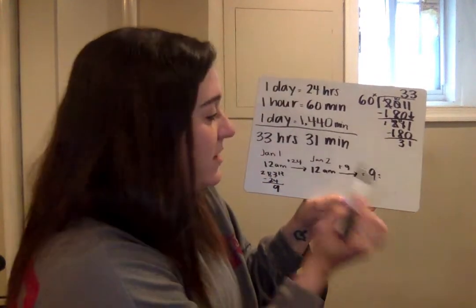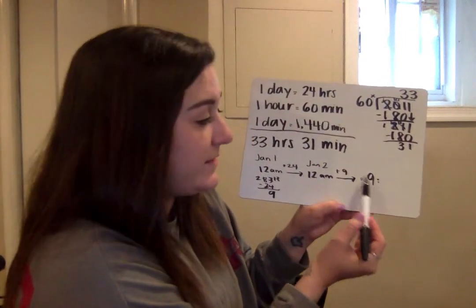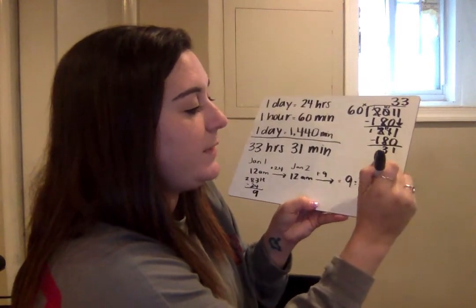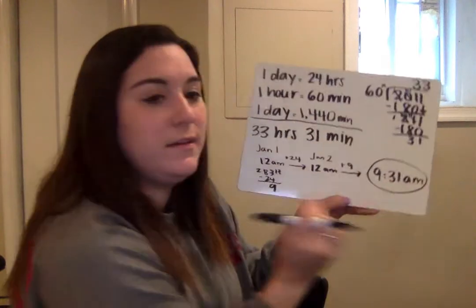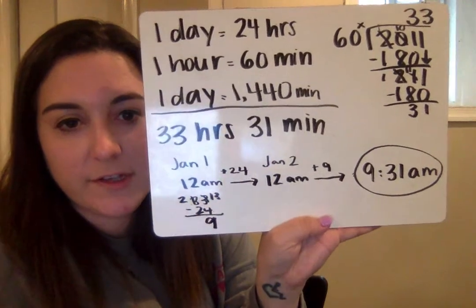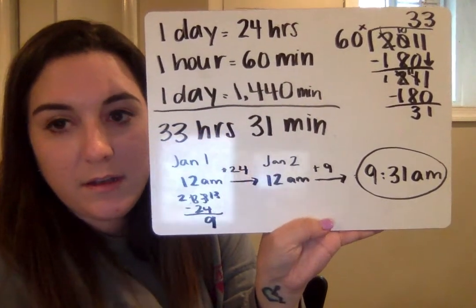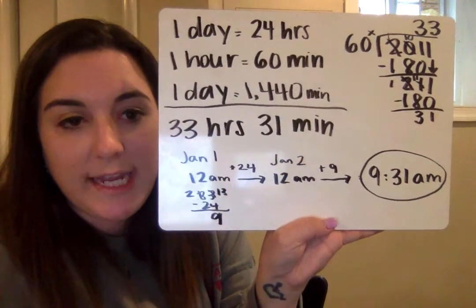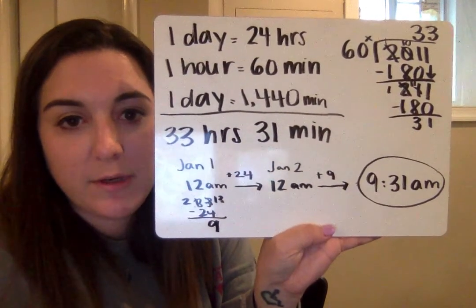But now I have to add on those minutes, all right? I still have 31 minutes left over. So if it's 9 o'clock a.m. plus the 31 minutes, that's going to give me a time of 9:31 a.m. Okay, I'm just going to leave that there for a second so you can see. All right. So it was 9:31 a.m., 2011 minutes after the beginning of January 1st.